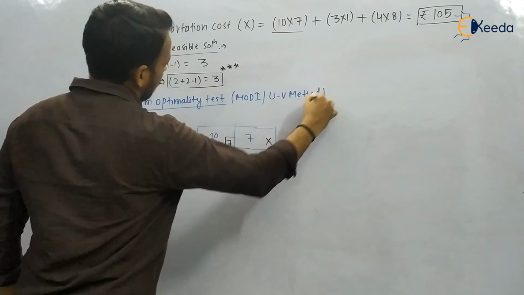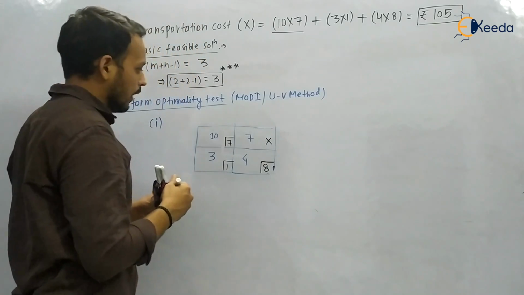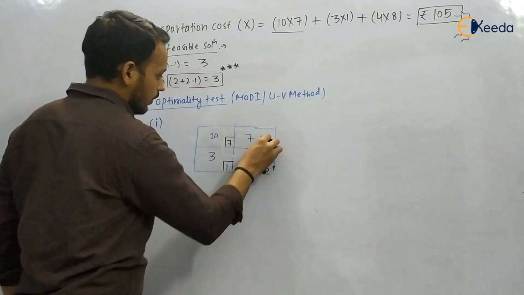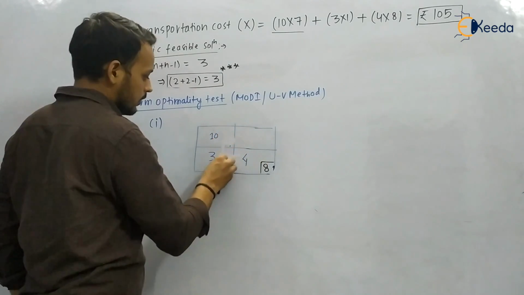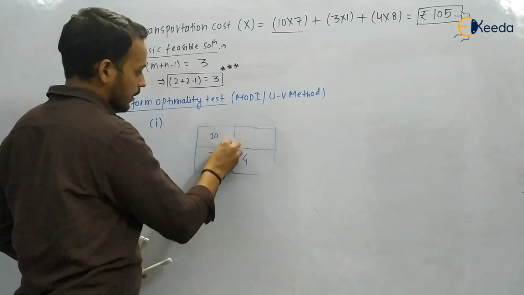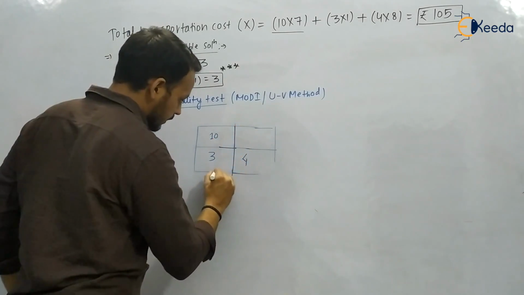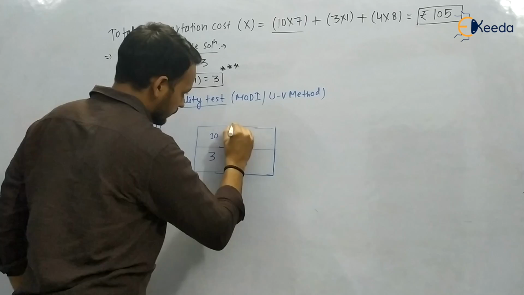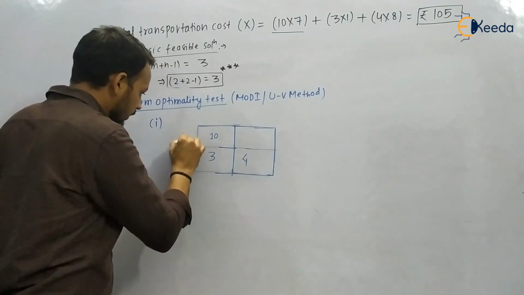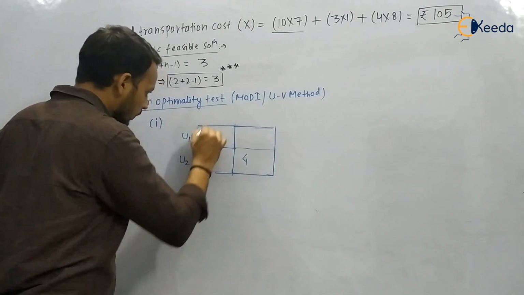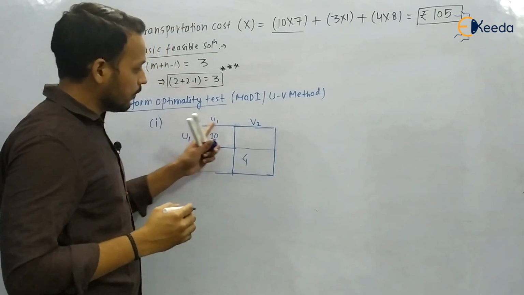So what we have to do, the first step was to write all the costs which are allocated with units. So these 3 are the costs which have been provided with some of the units. So our cost cell matrix is like this. So we have to write U1, U2, V1 and V2. Assign U and V matrix.